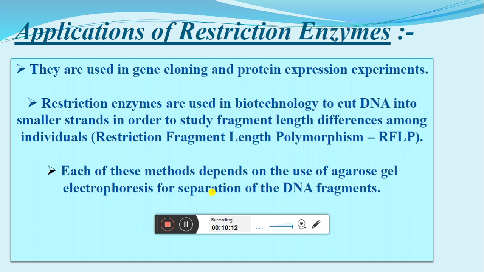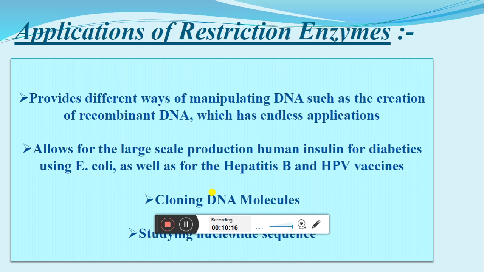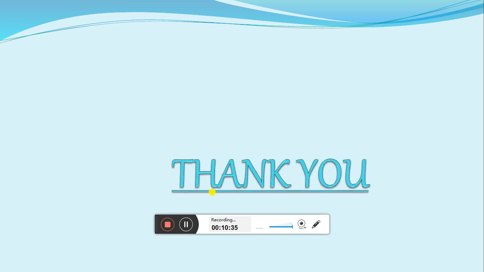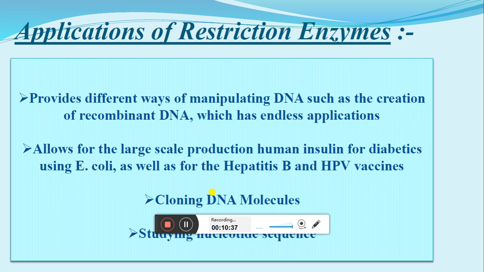Is this method different from the use of agarose electrophoresis for the separation of DNA fragments? It provides another application, a different way of manipulating DNA, such as the creation of recombinant DNA, which has endless applications. It allows the large-scale production of human insulin for diabetics in E. coli, as well as the hepatitis B or HPV vaccine. Also cloning of molecules and studying nucleotide sequences. These are the various applications of restriction enzymes.